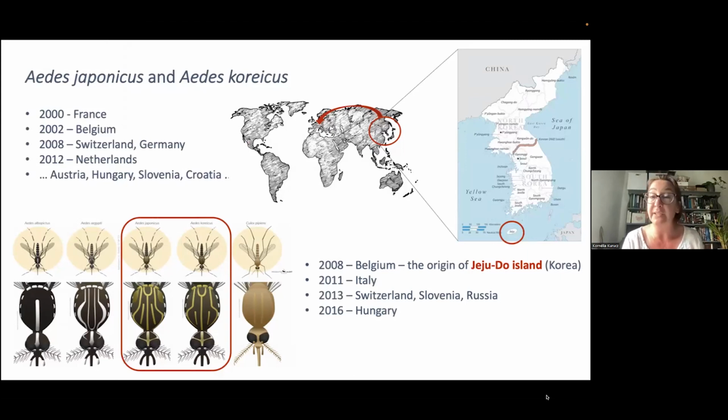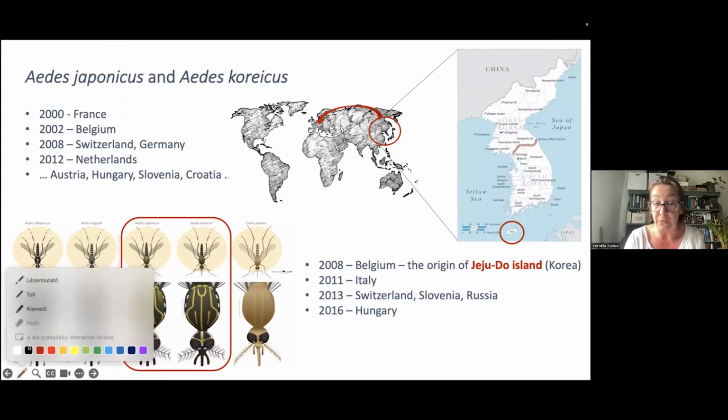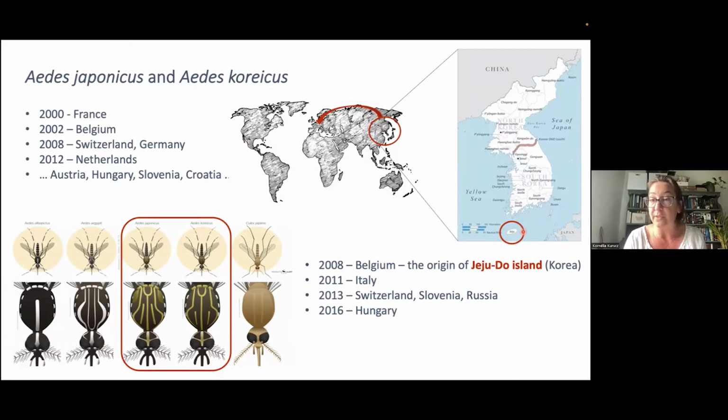it was also highlighted that the origin of the population that arrived in Europe was a small island south of South Korea. I just try to show, so that's the small island. And later it appeared in Italy, Switzerland, and other countries. And in all cases, it was characterized based on morphology or genetics, as the same or similar population to the Belgian population. So we found the species here in Hungary.